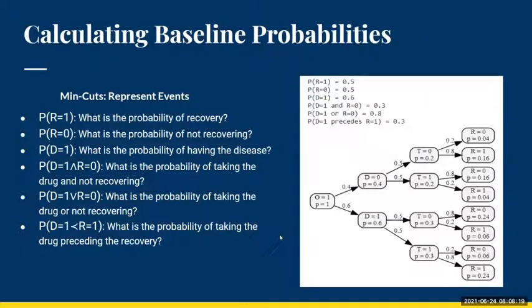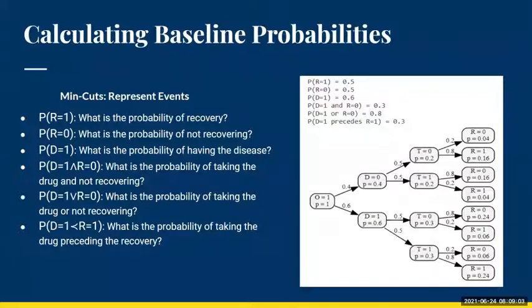Now, Mincuts represent events. So if we're looking at something very specific, for example, the probability of R equals 1, that part where it goes R equals 1, that's the Mincut, because that's all we're really focusing on. So there are all these different ways that we can look at it. For example, in the paper, if you look on the fourth line, the probability of having the disease, D equals 1 and R equals 0. And then the opposite one below it is D equals 1 or R equals 0. And then the last one is D equals 1 preceding R equals 1.